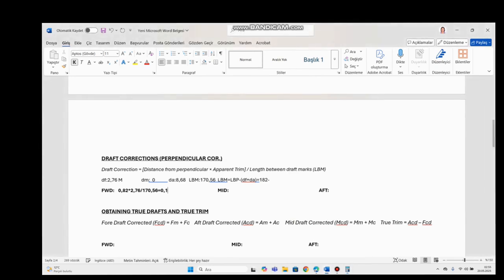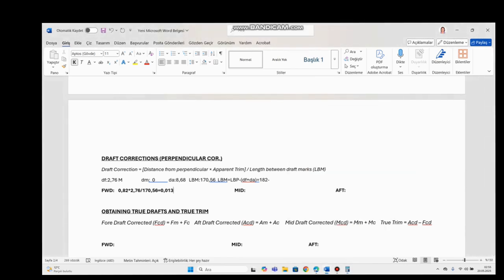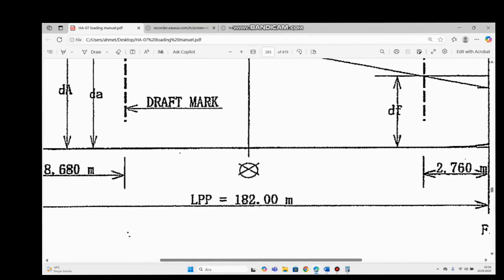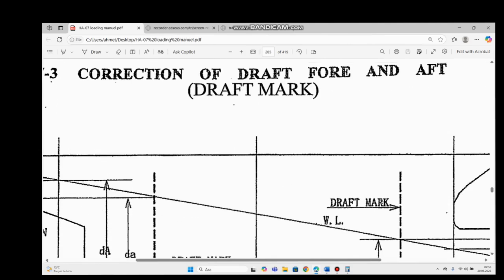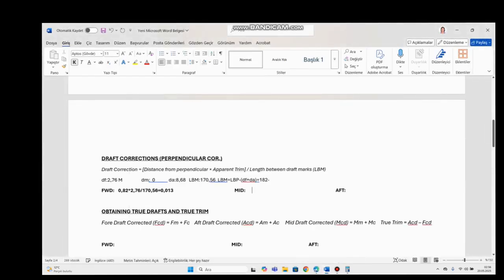0.013. And at the manual, as you see, there is not any correction for mid draft because mid draft marks at center of the LBP. Due to this reason, there is not any correction for mid draft.